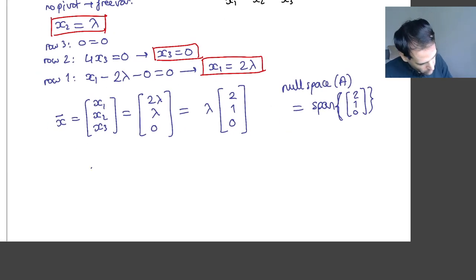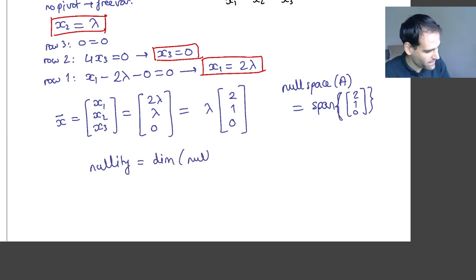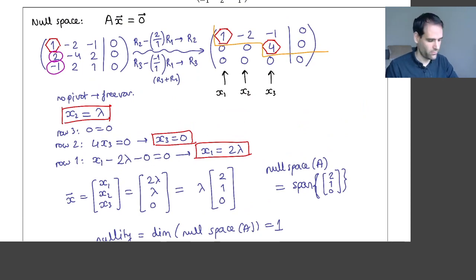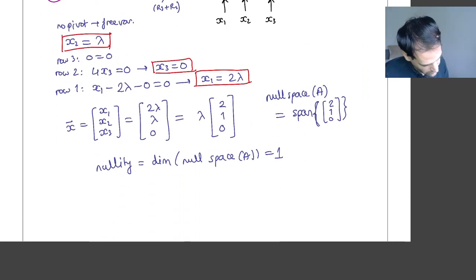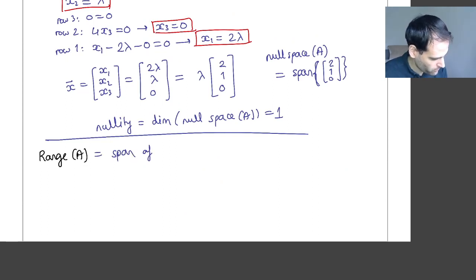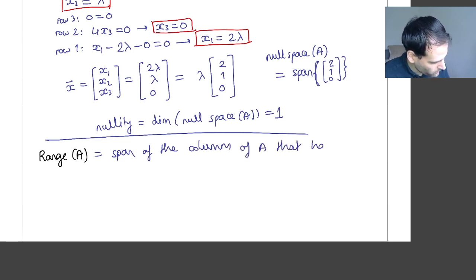What is the nullity? It's equal to the dimension of the null space. Since it's a line, it has 1 degree of freedom. The dimension is 1. It is also equal to the number of columns that didn't have a pivot, which is 1. Perfect. Next, the range. So the range of A is equal to the span of the columns of A that had a pivot in row echelon form.